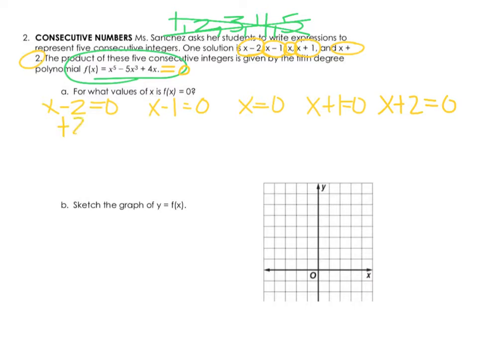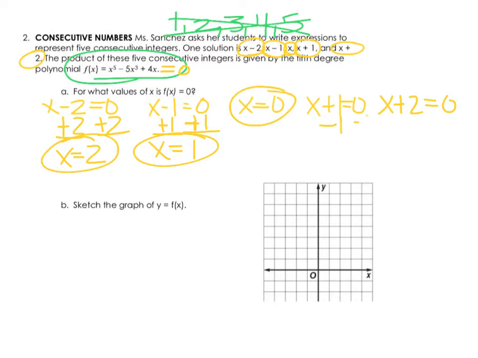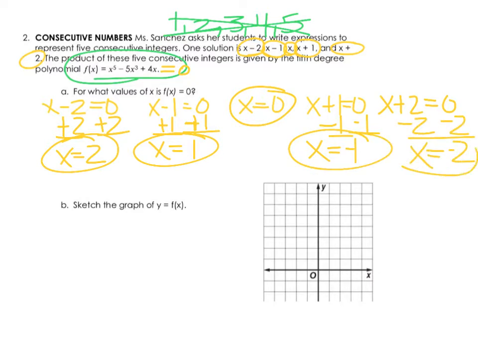So add 2 to both sides here, x equals 2, add 1 to both sides, x equals 1, here x equals 0, subtract 1, x equals -1, subtract 2, x equals -2. All right, so when our function equals 0, our values of x, we would say x equals, and our solutions would be -2, -1, 0, 1, and 2.